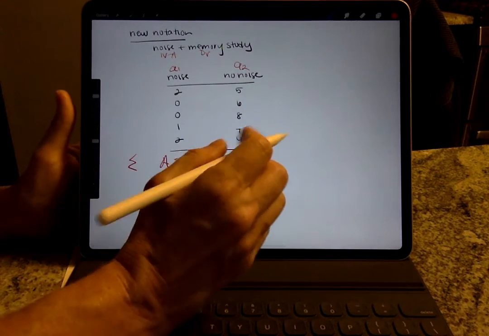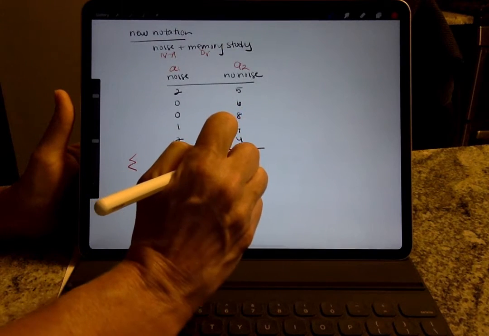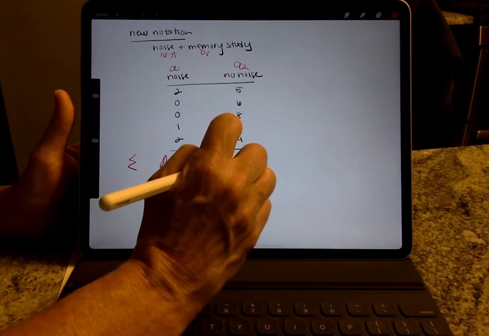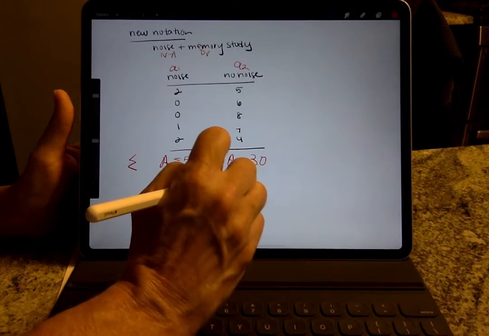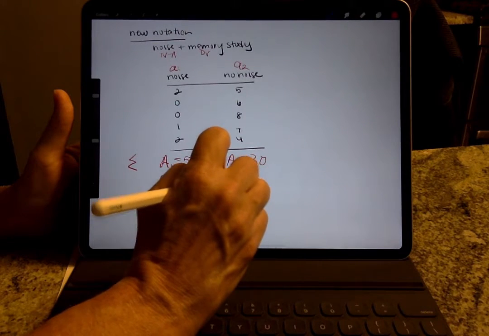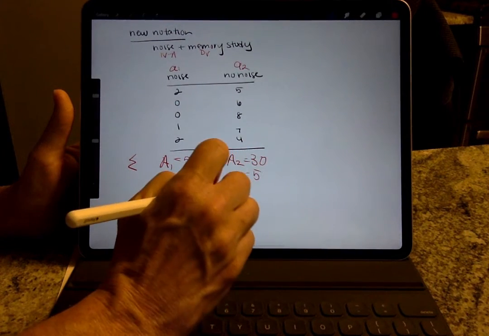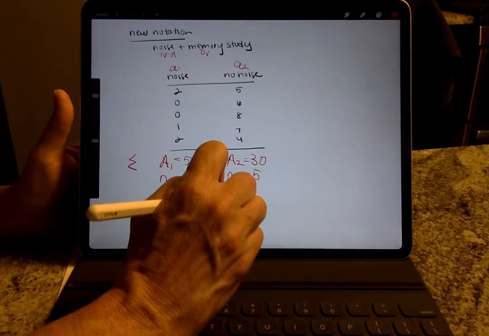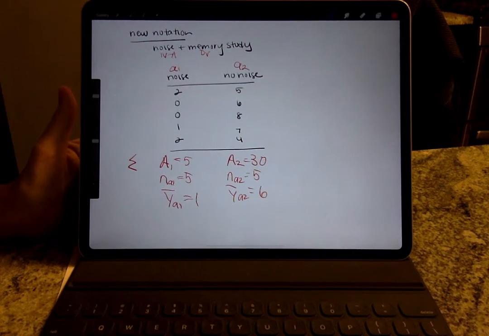So we're going to do the same thing over here. This is group A2, so the sum is capital A2, which in this case is 30. N, we're going to call this nA2, which is 5, and the mean y bar A2 is 6.